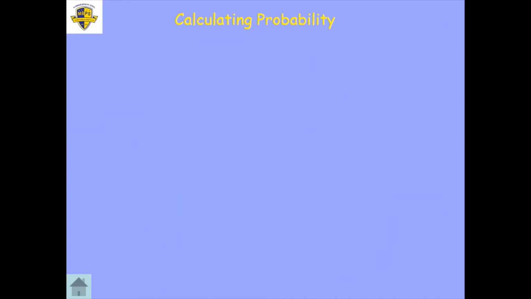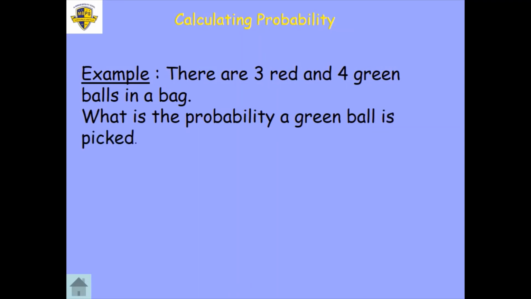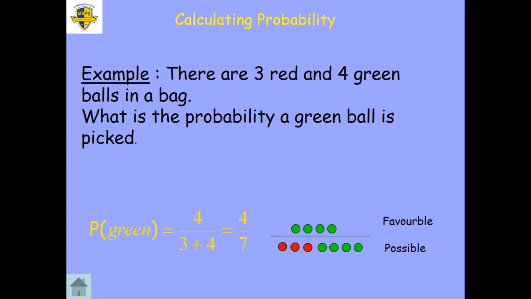Here we have another example. We will solve it together. There are 3 red and 4 green balls in a bag. What is the probability a green ball is picked? We have possible, how many? 3 red and 4 green. My favorable is 4 green. So the probability of a green is 4 over 3 plus 4, which is equal to 7. So the probability of the green is 4 out of 7.